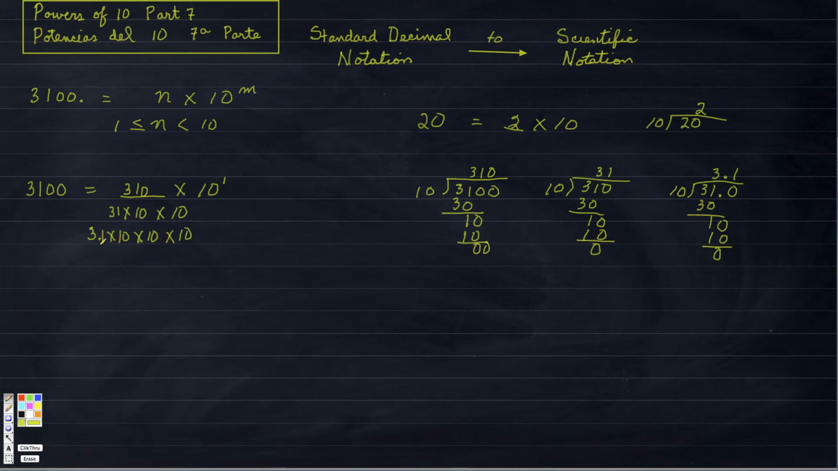Here I have 3.1. Now is 3.1 something closer to what I want? Yes, because 3.1 is bigger than 1 and less than 10. So now I can rewrite this expression. Instead of writing 10 times 10 times 10, I can write 1 power of 10. I can write 10 to the third power. And here is my scientific notation. 3,100 then becomes 3.1 times 10 to the third power.